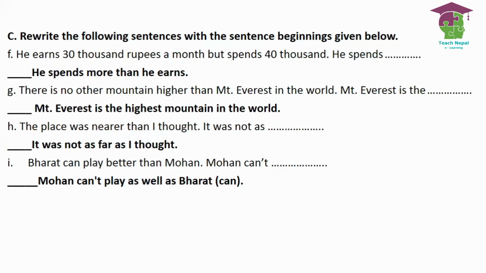The place was nearer than I thought. It was not as far as I thought, right? In this way, you can write. Bharat can play better than Mohan. Mohan can't play as well as Bharat, right? In this way, you can do the exercises given there.